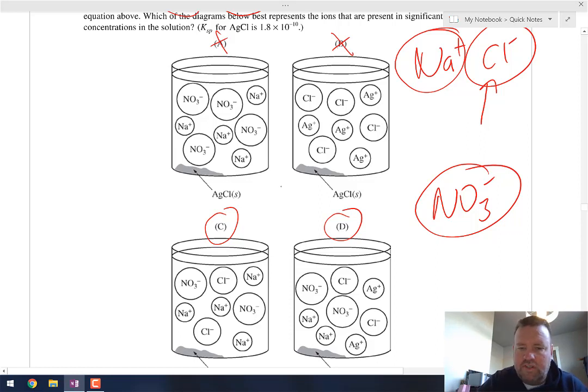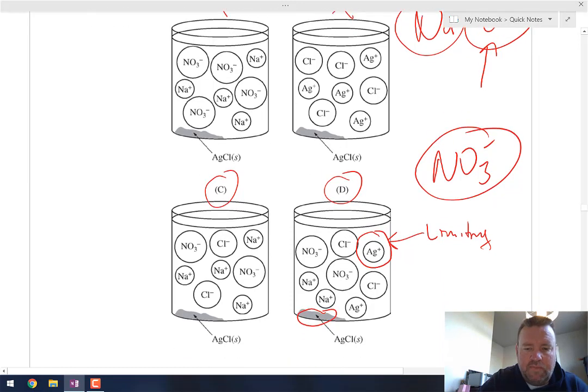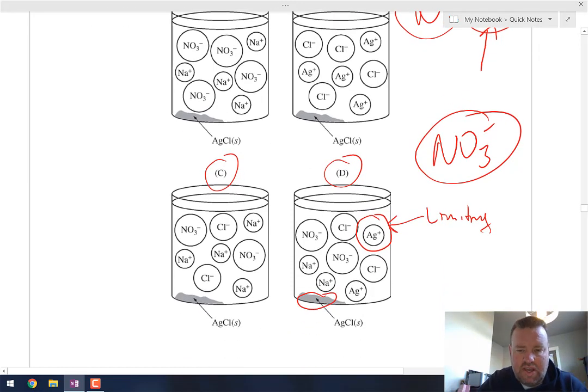The only difference between C and D is that D still has that silver floating around there. Okay, and again, if that's the limiting reactant, that can't be there. The limiting reactant gets used up completely. All of that silver needs to be here at the bottom in the form of AgCl because that's the limiting reactant. Okay, so the correct answer is C.